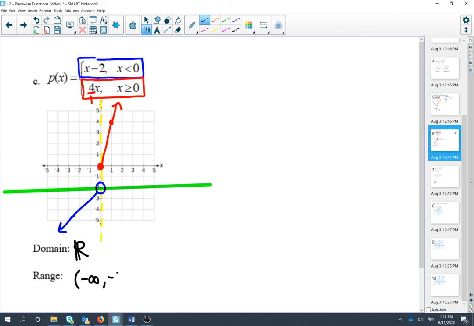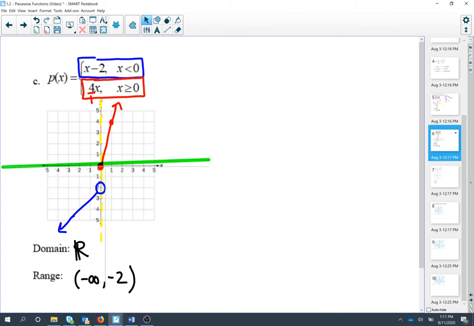So I'm going to go to -2. Now, at the -2, do you notice that it's an open dot? So we're not touching it. But then you pick up again right here and you start touching the graph, and that's at 0.